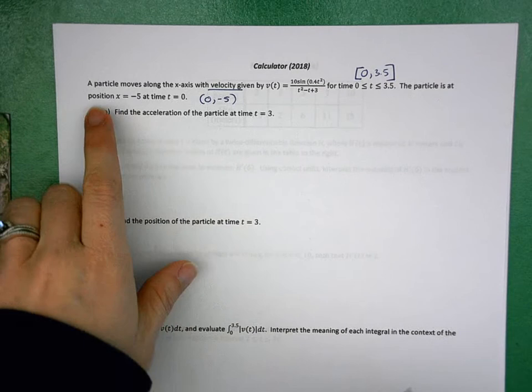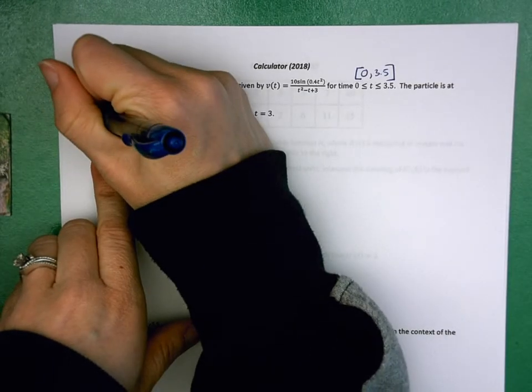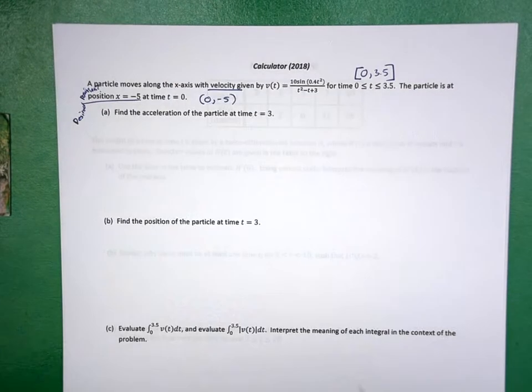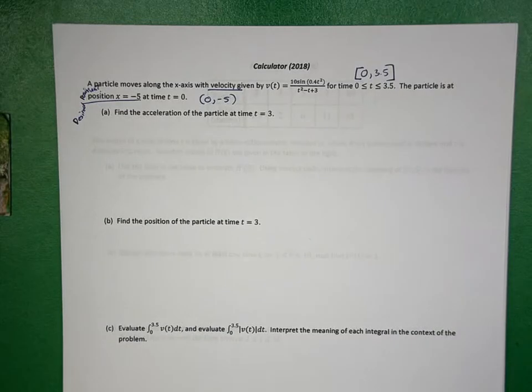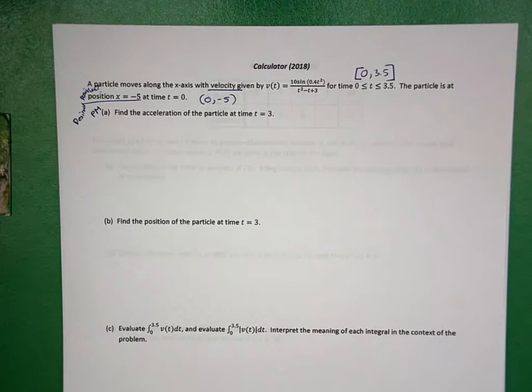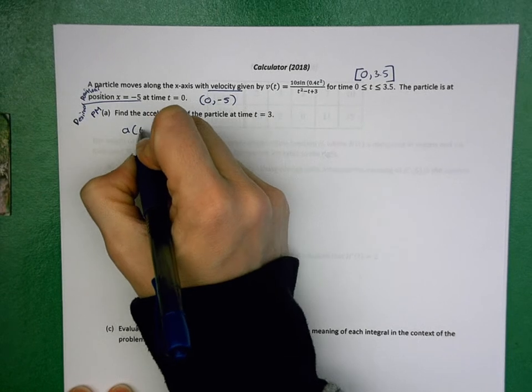And so anytime I see position, I'm already thinking maybe the position formula. Maybe? I don't know. Why else would they give me a position? Possibly. Okay, and so then for part A, we are looking to find the acceleration of the particle at time t equals 3. Almost all of this problem is going to come from the particle motion packet, so I'm going to put PM for particle motion. Acceleration is the derivative of velocity.